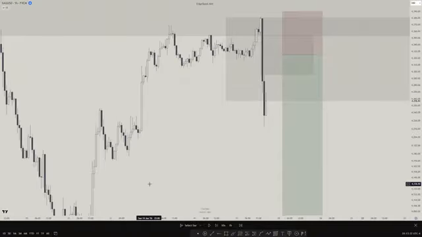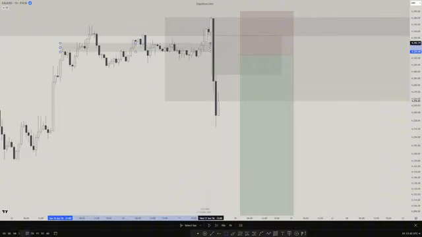Now some people would have another entry, an SNR that is also inside this imbalance. We had a lot of opening prices where price is rejecting and then rejecting and then rejecting. It's always rejecting by the body.